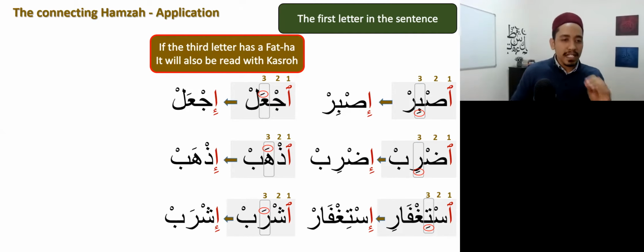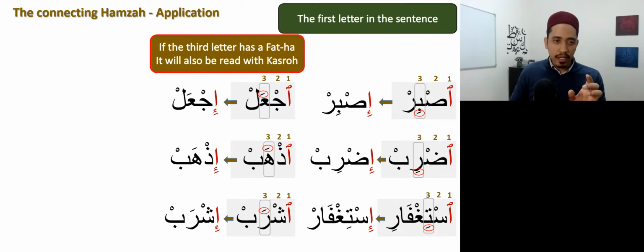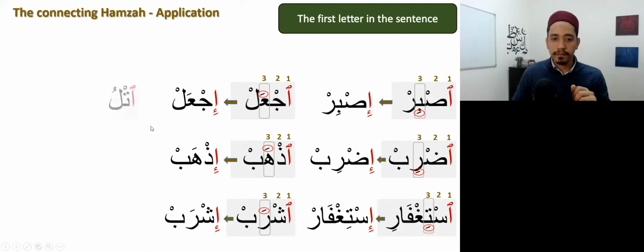If this is not clarified, let me clarify now. If the third letter has a fatha, the connecting Hamza, we're talking about the connecting Hamza, that's the subject over here, will also be read with a kasra. I think my wording may have been confusing someone, so I apologize for that.